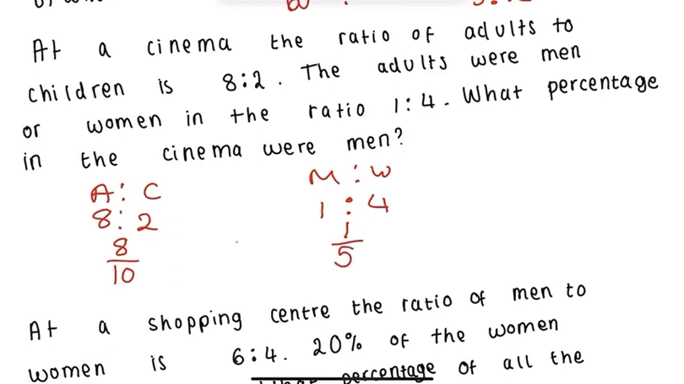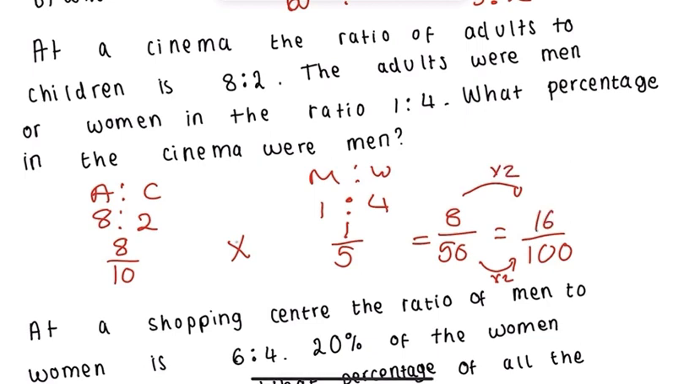So using the and or rule, we want to say that they are an adult and a man. So we need to times these together. So if I times these together, 8 times 1 is 8, 5 times 10 is 50. Now to make this into a percentage, we need to write it with a denominator of 100. So I need to times the top and the bottom by 2, which gives me 16 over 100, which is 16%. So we're attempting it exactly like we did with the fraction to ratio, whereas this time at the end we're just converting it into that percentage.